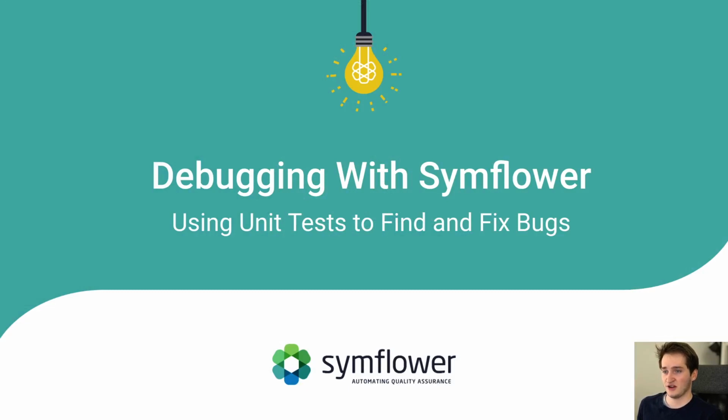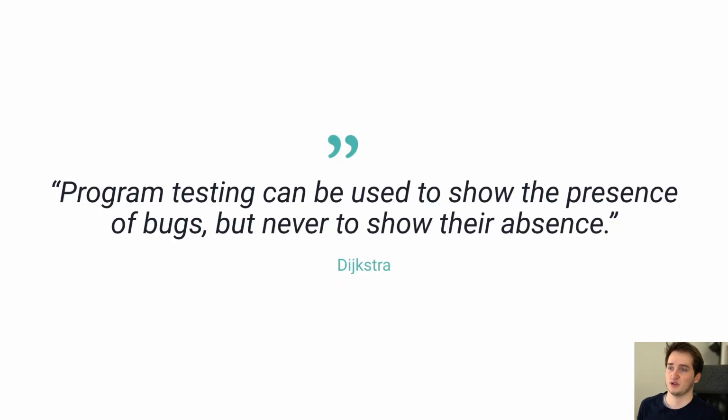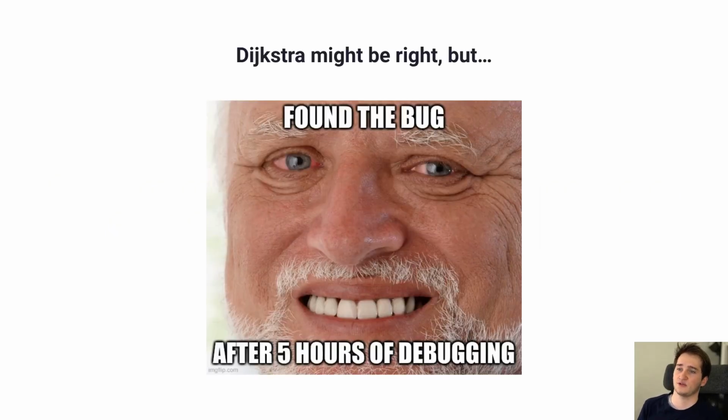To get started, there is this quote by Dijkstra, and he says that program testing can be used to show the presence of bugs but never show their absence. And this tells us already how testing relates to debugging and bugs in general. So he says that even the best test suite can be flawed and bugs can go unnoticed by them. But he also says that tests can help us find bugs and show that they are present.